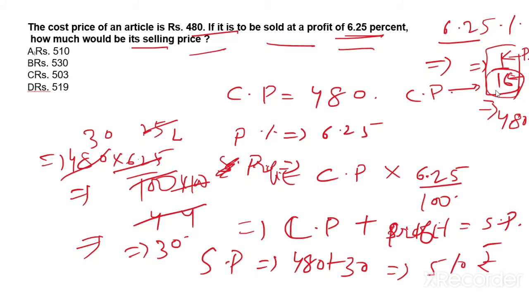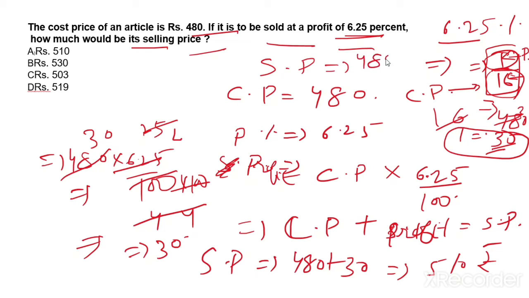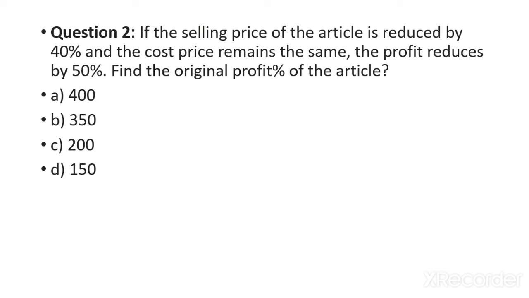हमें दिया है प्रॉफिट कितना है, 480. 16 equals to 480 means 1 is equals to 30, because 16 3s are 48. Okay, 1 is equals to 30 means this is 1 profit. We are having a profit of 1 at 16, so 1 is equals to 30, and what will be SP then? SP is 480 plus 30, 510. Okay, this is a short trick. You don't need to do that much calculation in this question if you are very clear with the percentage.